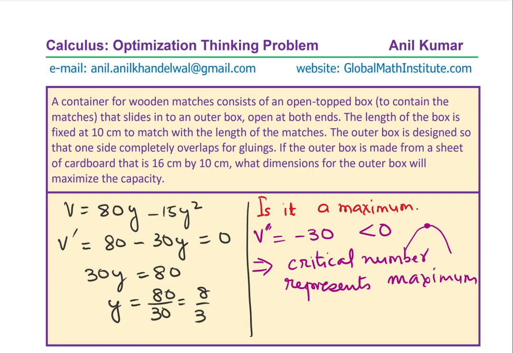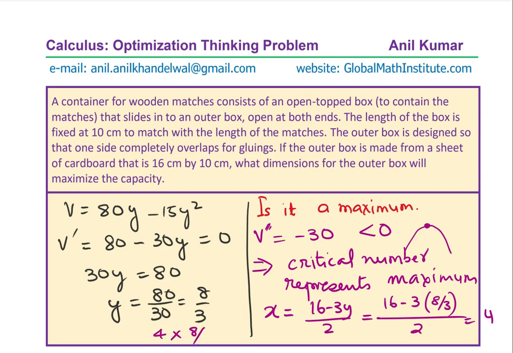So what dimensions for the outer box will maximize the capacity? We know the value of y. We can now find the value of x, right? So x is equal to, as we had said earlier, (16 minus 3y) over 2. You can substitute the value. So we get 16 minus 3 times 8 by 3. So the 3s cancel. You get 8 on the top divided by 2, which is equal to 4. So we got the dimensions of this particular box, which is 4 by 8 over 3. You get this in centimeters.